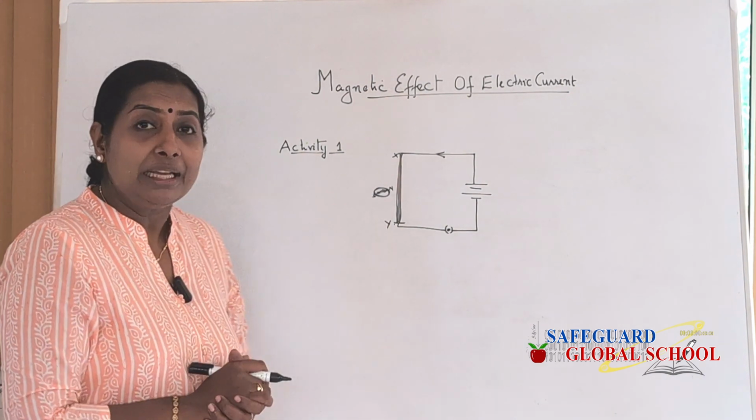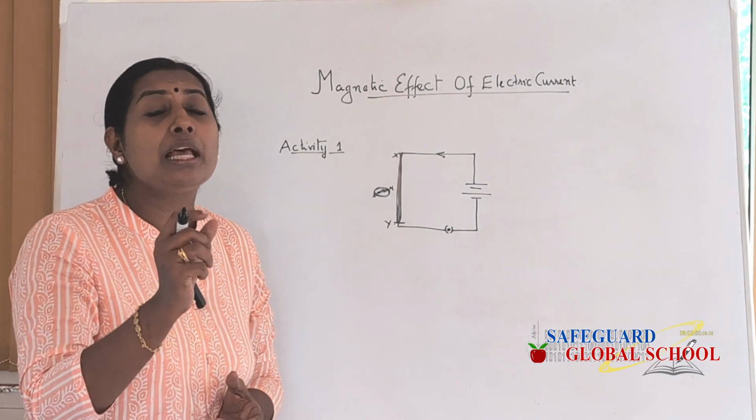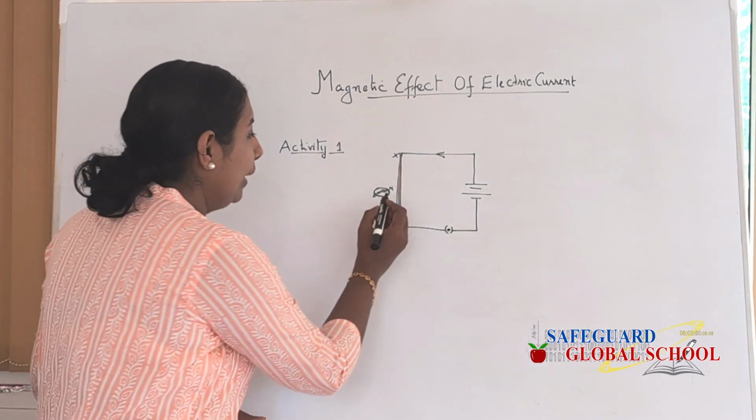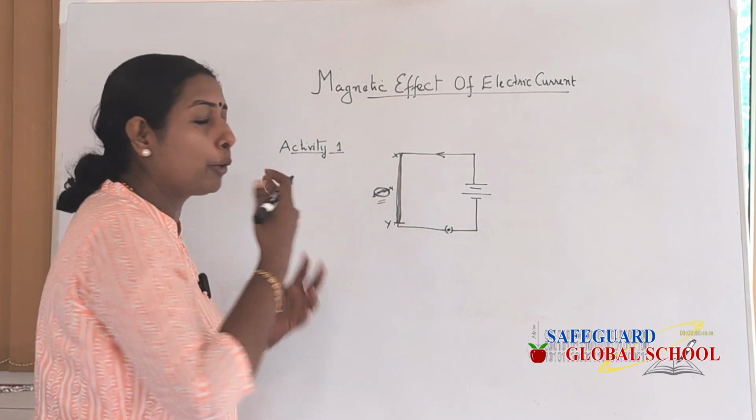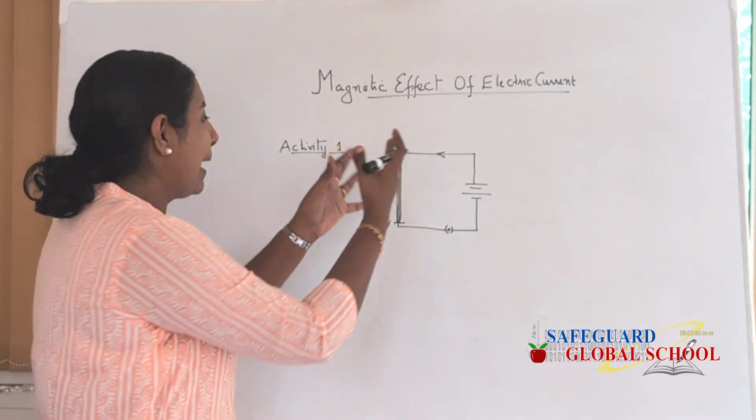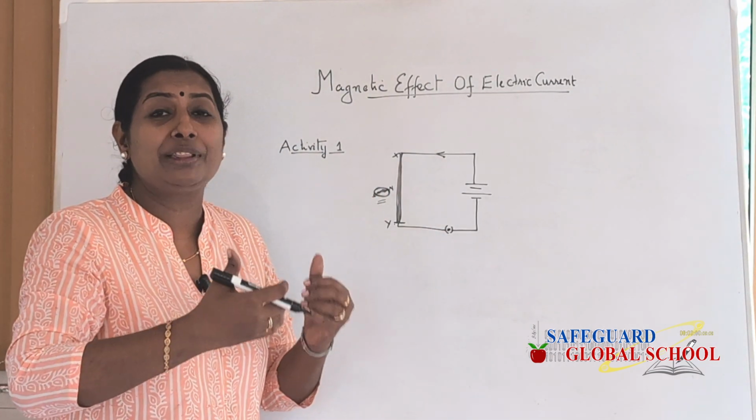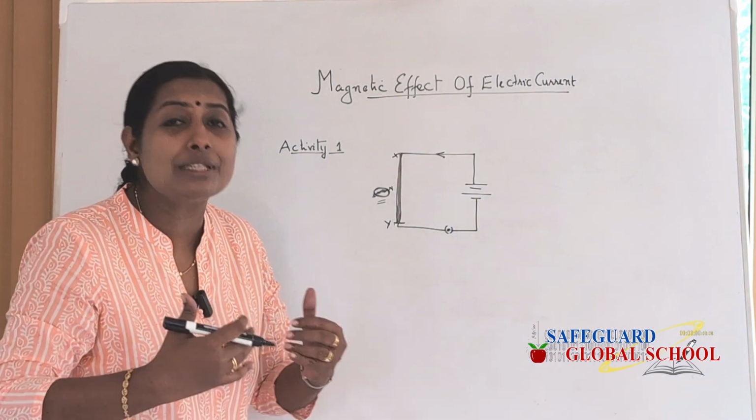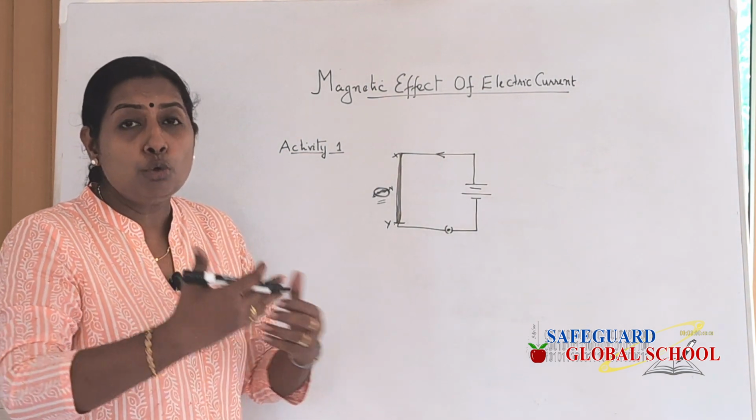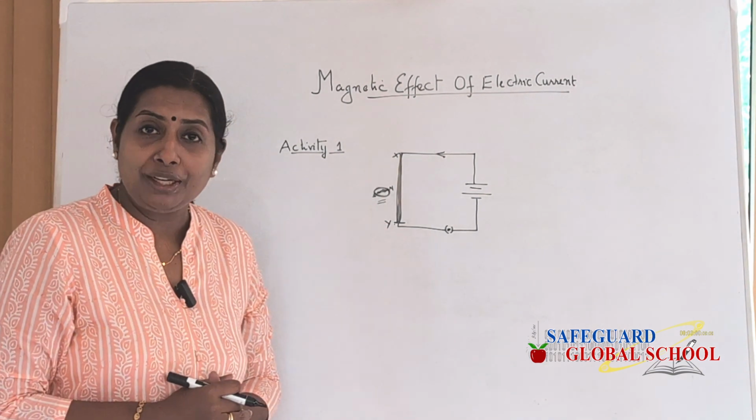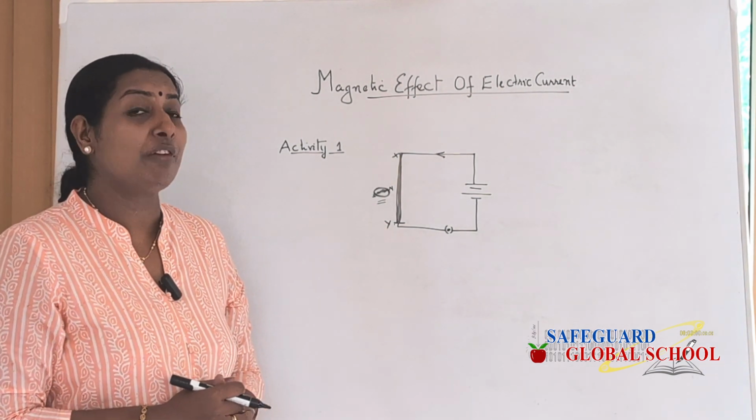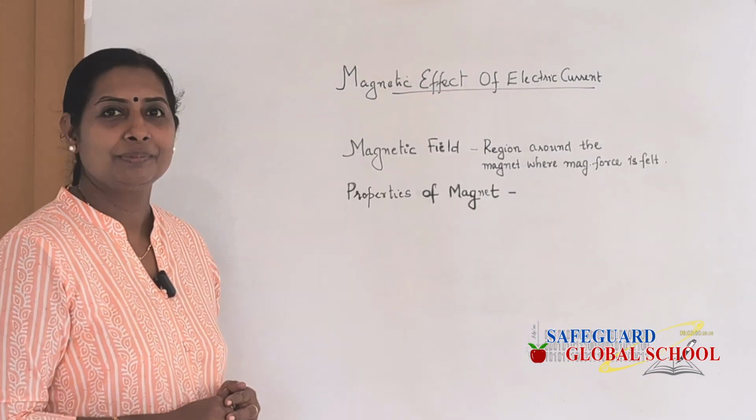You have to note that the compass needle itself is a magnet. So if this magnet is placed in the magnetic field produced by the conductor, this magnetic field will interact with the compass needle, which itself is a magnet. That's why the two magnetic fields interacting produce a deflection in the compass needle. I hope you have understood the concept.